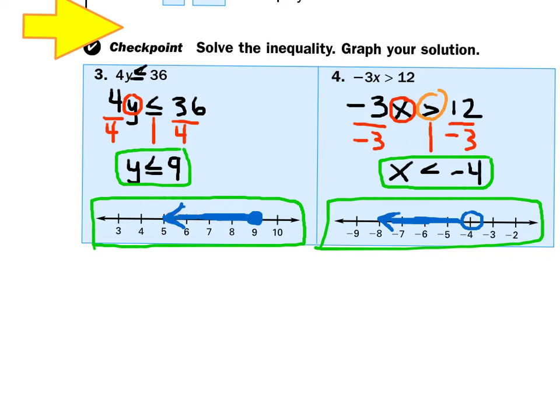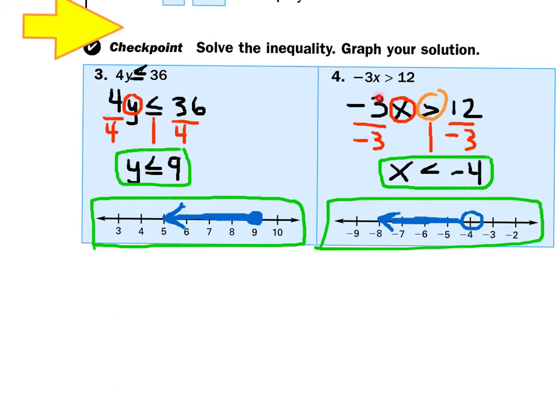Take a look at number 4. Negative 3x is greater than 12. So write the inequality exactly like they gave it to you. Grab your red, circle the variable, bring down the wall, and then see how it's negative 3 times. That's touching the circle. So the only way to destroy it is to divide both sides by negative 3. Well, if we multiply or divide by a negative, we circle that inequality symbol because it's going to flip.